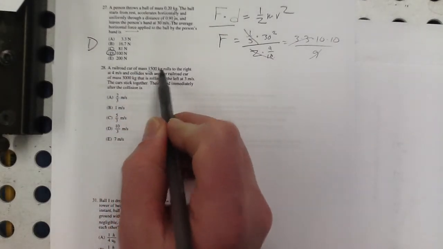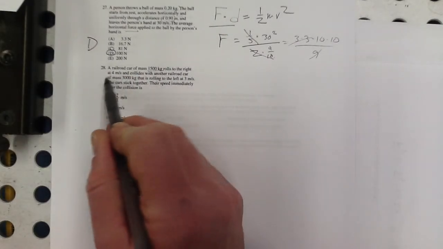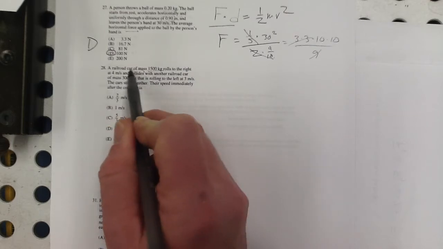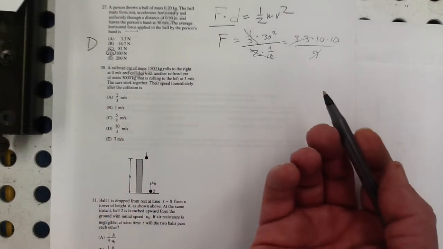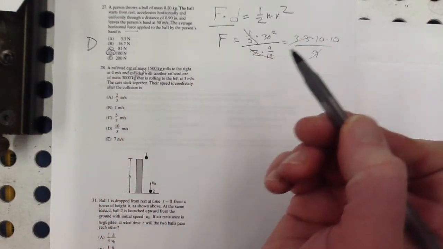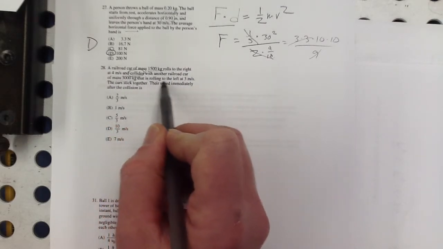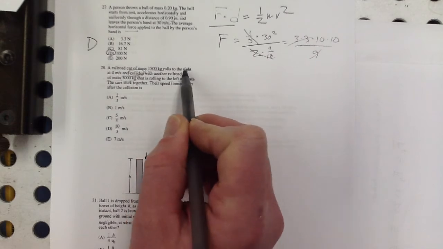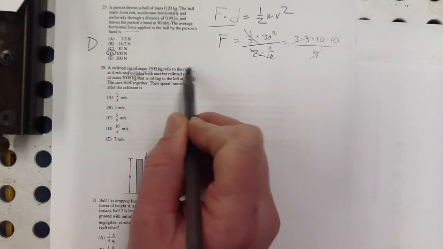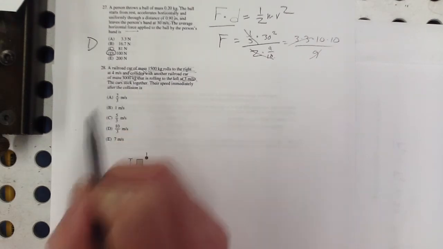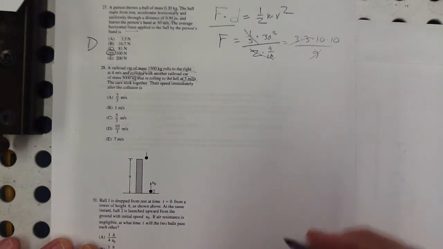Railroad car of mass 1,500 kilograms rolls to the right at 4 meters per second and collides with, we should be thinking immediately, collision, probably momentum, with another railroad car of mass 3,000 kilograms. It's rolling to the left. Right and left, watch out for the signs. Cars stick together. The speed immediately after the collision is.